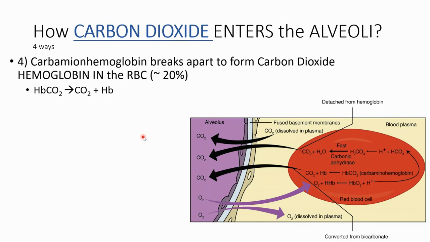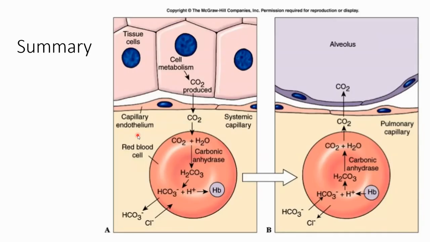Now, number 4, the other method was we've got some of that carbon dioxide, about 20%, attached to that hemoglobin molecule. That's going to dissociate, and that carbon dioxide will then go into the alveoli. Again, about 20% is going to go that way. So it is the exact opposite of what we were talking about.